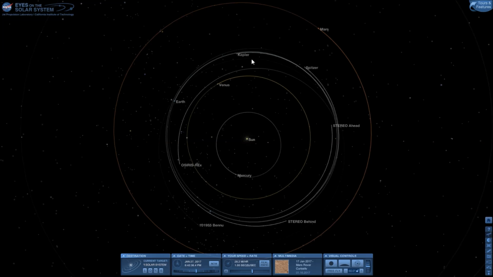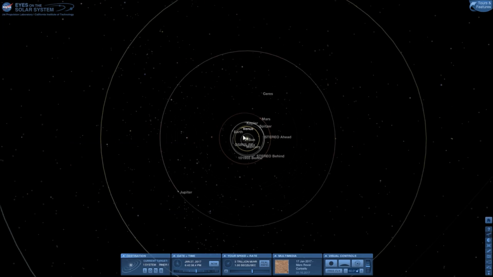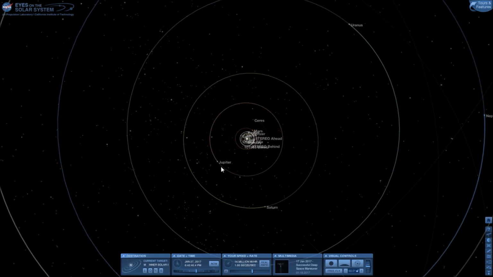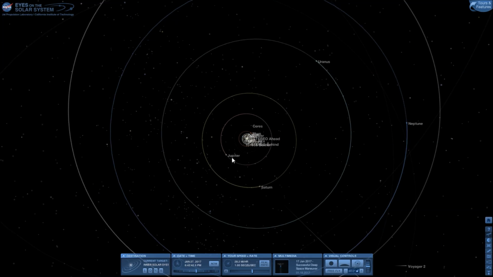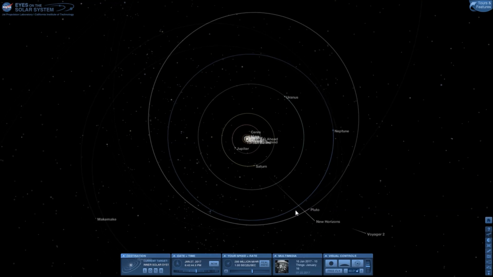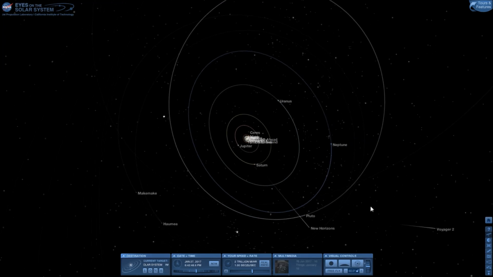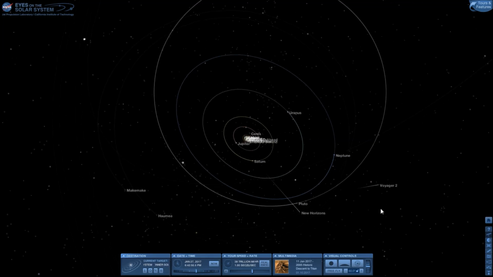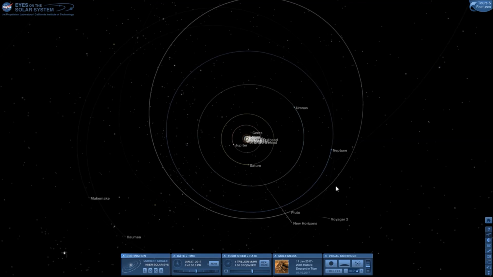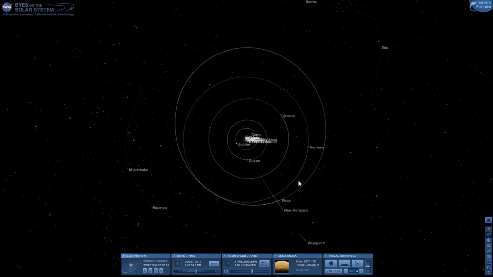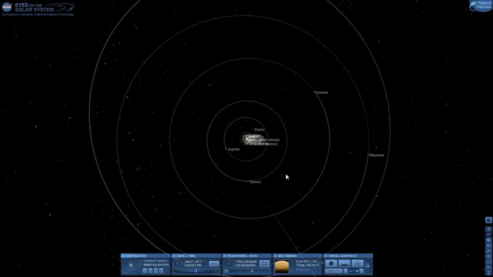You have the Kepler Space Telescope, and if we scroll out, well, we probably won't be able to see it from this far out, but yeah, here's New Horizons coming out past Pluto. Here's Voyager 2 making its way out of the solar system. Just a really, really neat piece of software.